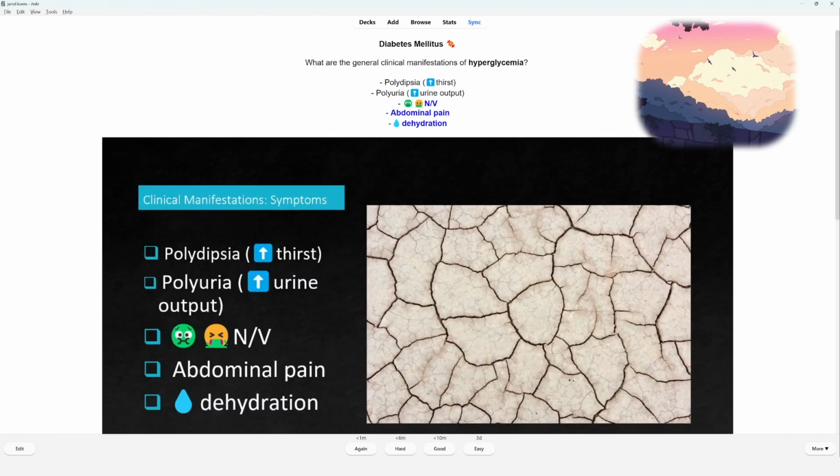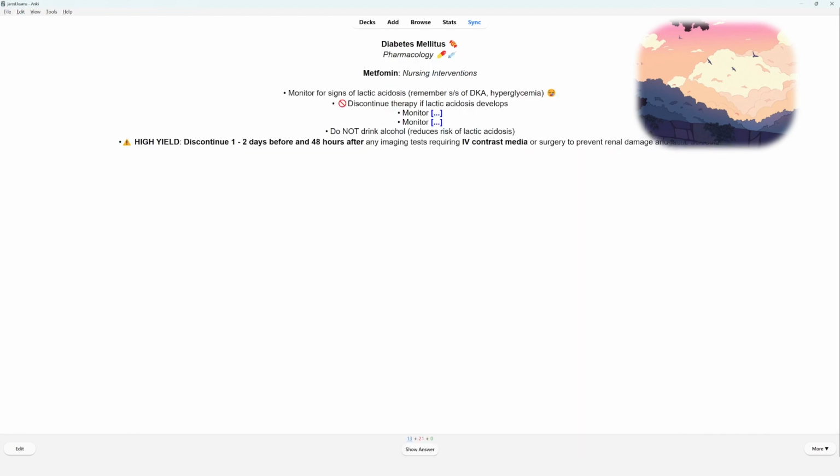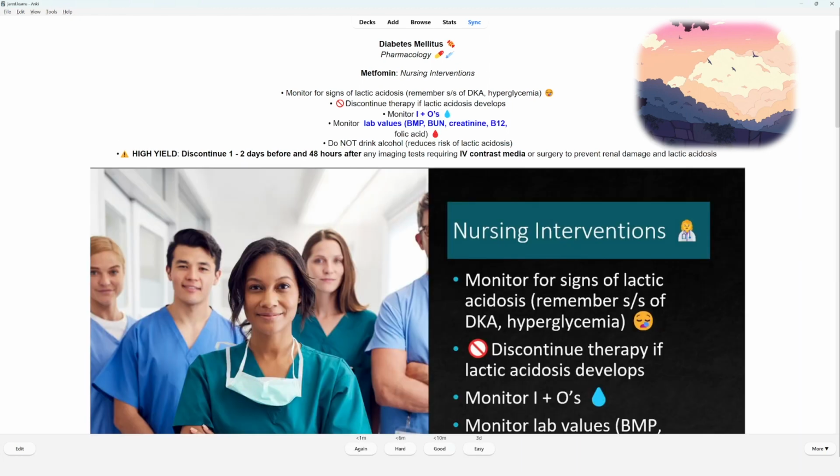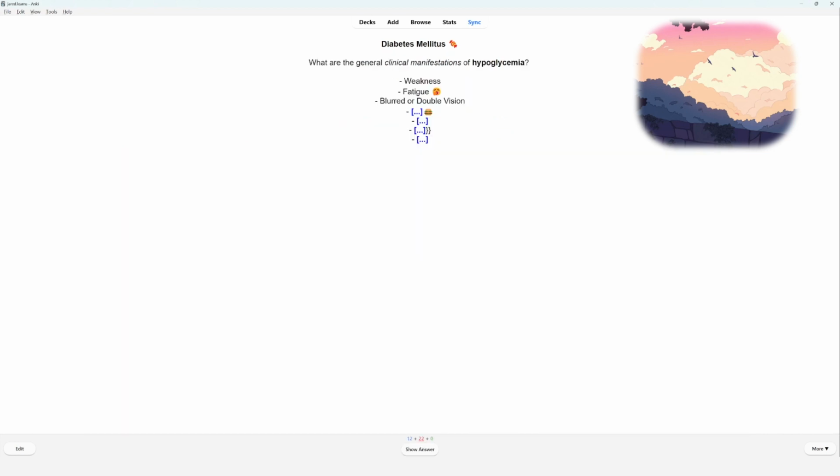Nausea, vomiting, abdominal pain, and dehydration. Okay. So monitor eyes and nose, and then also our lab values like BUN, creatinine, B12, and BNP. Okay. Nausea, vomiting, diarrhea.